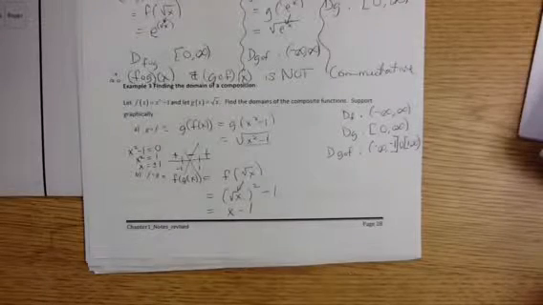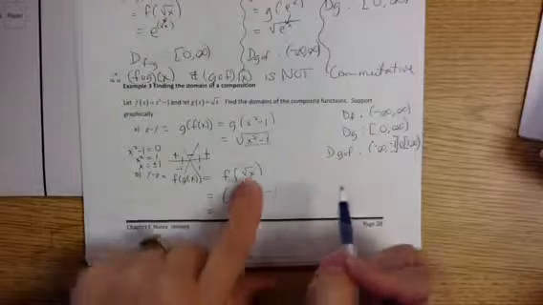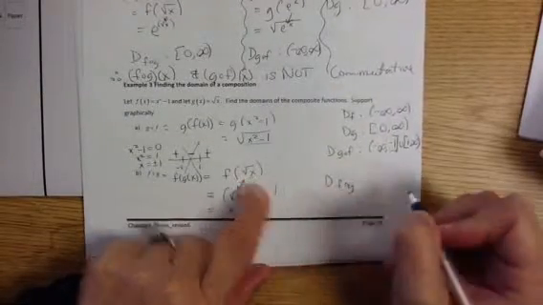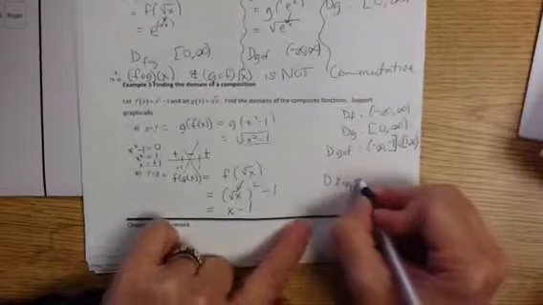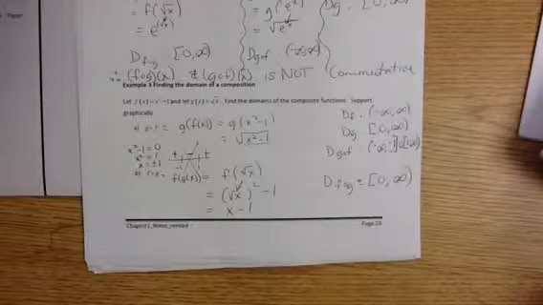Now if I look here, I've got to look at my domain. Have I allowed any negatives? No. So if I take f of g of x, I'm allowed 0, and I'm allowed all the positive numbers. So I'm done with that example.